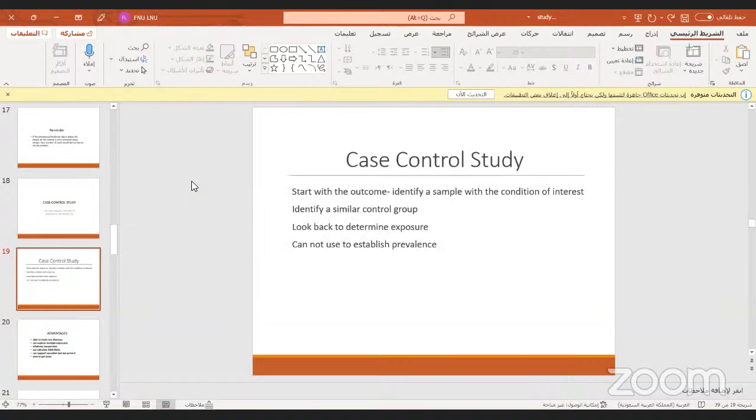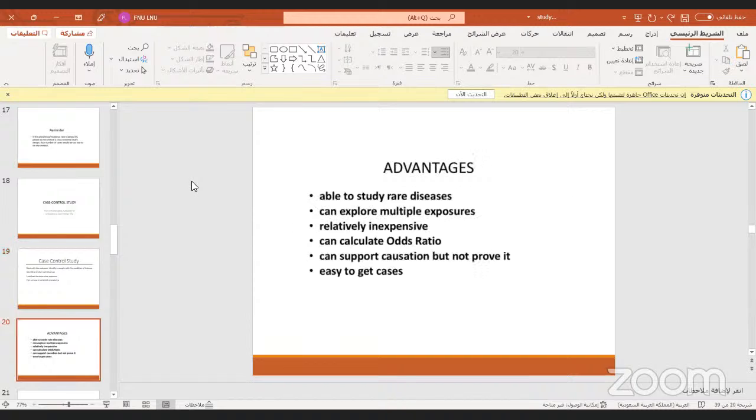As mentioned previously, we'll start in case control with the outcome, identify a sample with the condition of interest, and identify a similar control group and look back to determine exposure. You cannot use this study to establish prevalence. The advantage of the case control is that you will be able to study rare disease and you can explore multiple exposures, relatively inexpensive, can calculate odds ratios, can support causation but not prove it, and it's easy to get cases as we mentioned earlier.